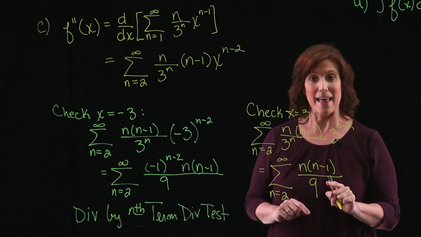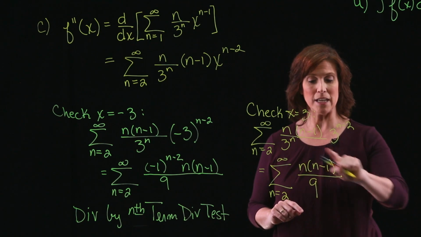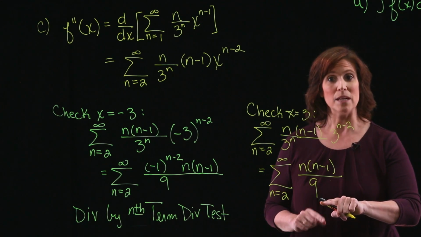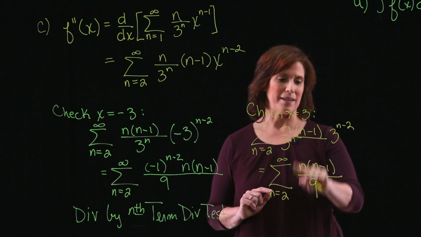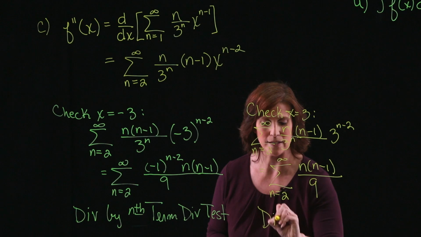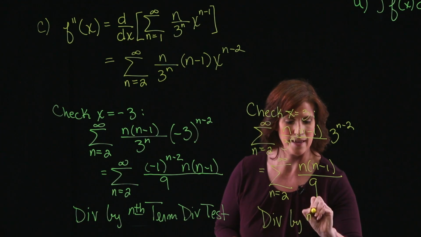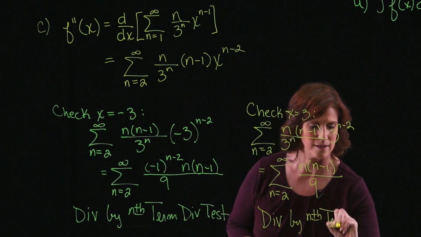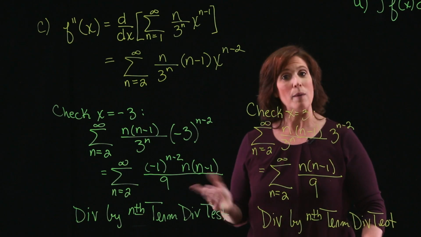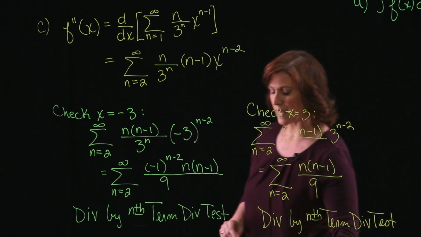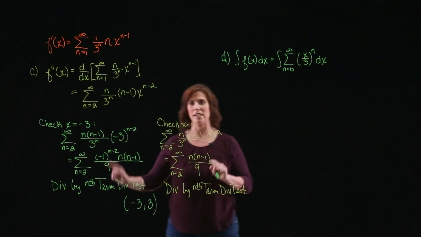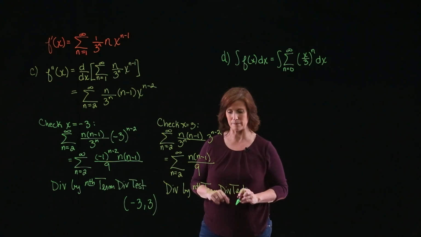And again, by the nth term divergence test, the sequence here does not equal 0. And so the limit as n approaches infinity of this sequence does not equal 0. So my whole series diverges by the nth term divergence test. So I'm looking for, again, that interval of convergence, and my interval of convergence is going to be from -3 to +3 because I don't want to count either one of those endpoints.